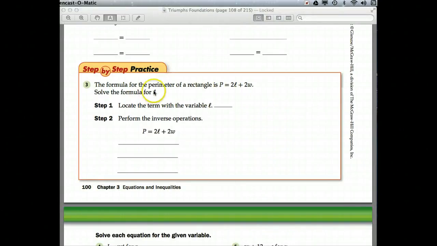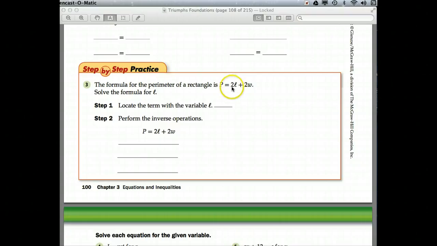Step-by-step practice. So we're given the formula for the perimeter of a rectangle. We've worked with that a lot. P is equal to 2L plus 2W, so 2 times the length plus 2 times the width. We're to solve the formula for L. So let's find the term that has the variable L. Well, that would be 2L.